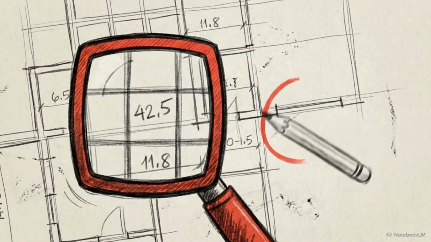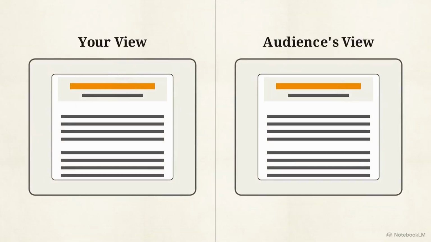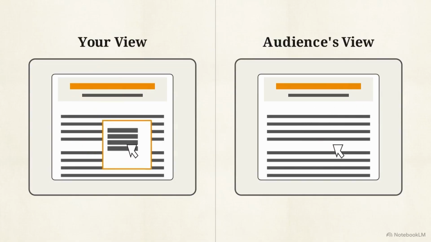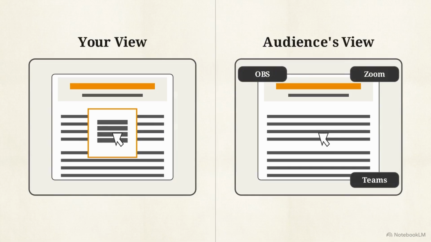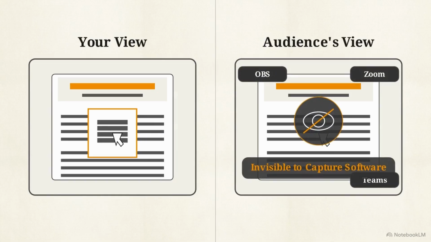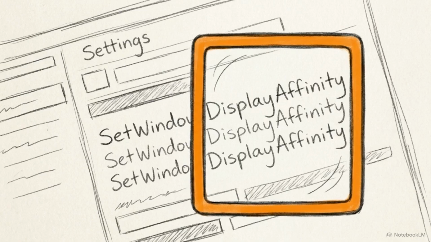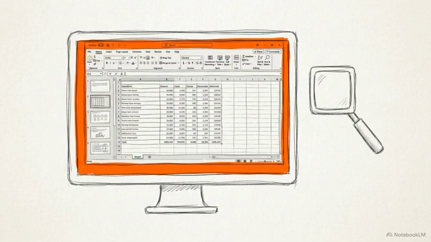By default, your audience cannot see the magnifier. If you are sharing your screen on Zoom, Teams, or recording in OBS, the lens remains completely invisible to the capture software. This happens because the utility leverages a specific Windows Display Affinity API to shield the window. It is the exact same mechanism enterprise applications use to hide sensitive data from screen shares, ensuring your private Zoom view doesn't interrupt your broadcast.